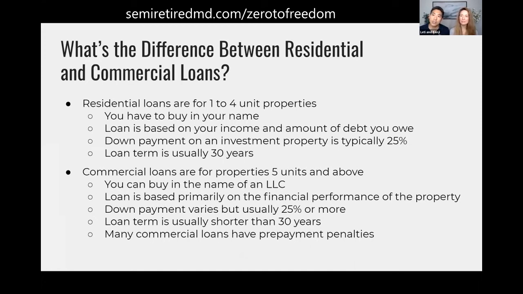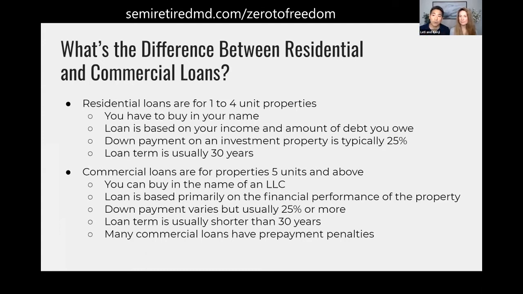And so it's really nice to be able to buy in the name of an LLC. The next is that the loan, and whether you qualify, is actually based more on the performance of the property rather than your personal financial situation. Of course, they do look at your personal financial situation, but more important in terms of whether or not they're going to give you the loan is the financials of the property.